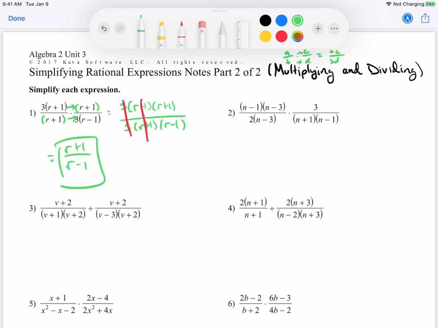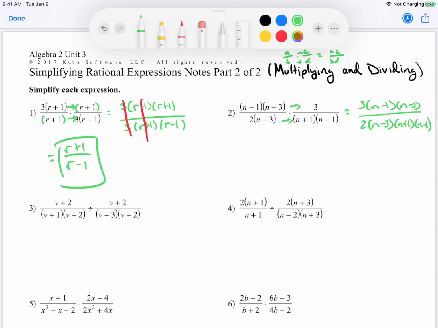Okay, and again, for number 2, we're going to do the same kind of idea. We're just going to multiply straight across. Some of you are going, well, can't I cross cancel? We're not going to do anything like that. We want to multiply straight across first to make life easier on ourselves and keep everything in factored form. So this is going to turn into, and again, that 3 is going to go in front, (n minus 1) times (n minus 3) all over 2 times (n minus 3)(n plus 1)(n minus 1).